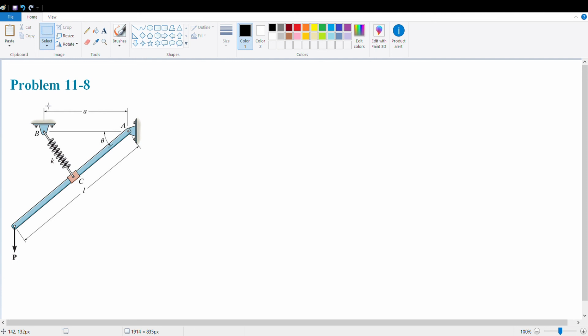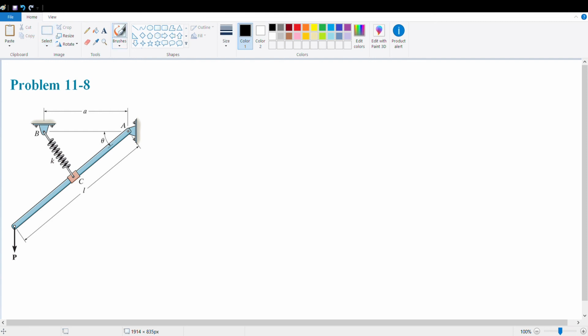If the unstretched length of the spring is L0, determine the force P needed to hold the bar in an equilibrium position theta. So we need to find at what angle theta the system is in equilibrium. Neglect the weight of the bar. So the procedure for virtual work is we start the same way we do for any static problem, by drawing the free body diagram.